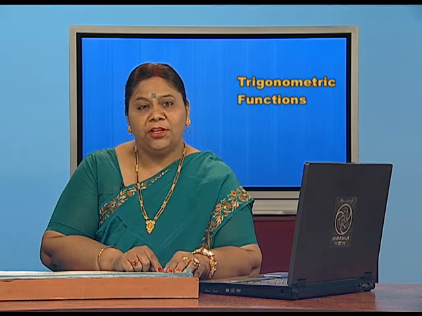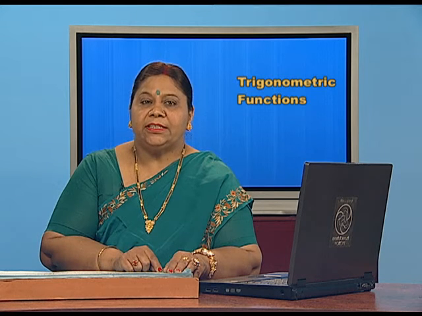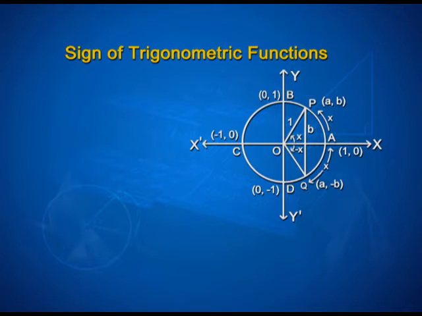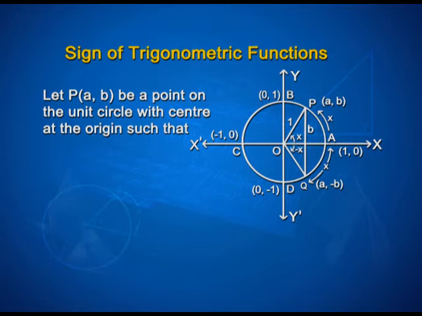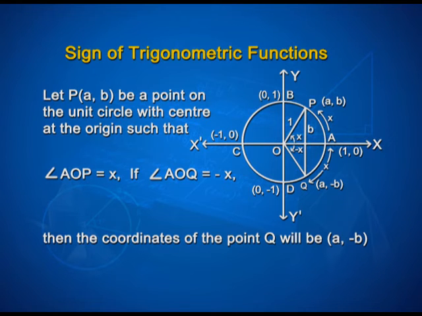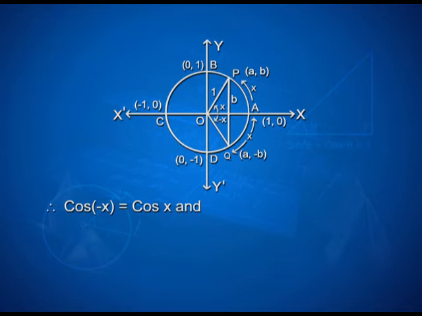Now, let us look into the sign of trigonometric functions. Look into this figure. Let P(a, b) be a point on the unit circle with center at the origin such that angle AOP is equal to x. If angle AOQ is equal to minus x, then the coordinates of the point Q will be (a, minus b). Therefore, cos of minus x is equal to cos x, sin of minus x is equal to minus sin x.